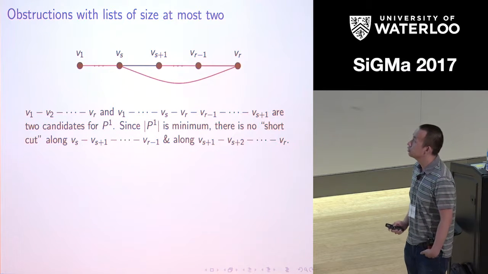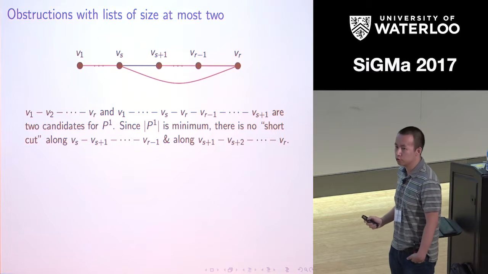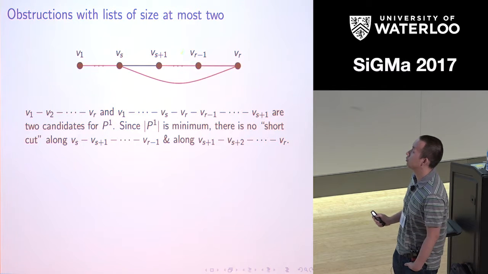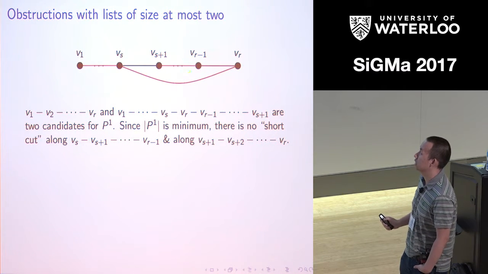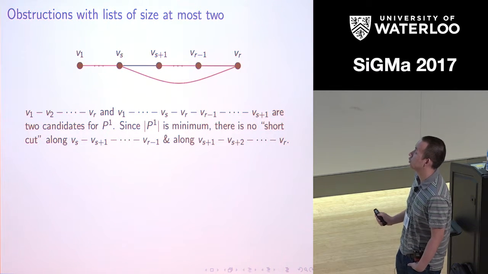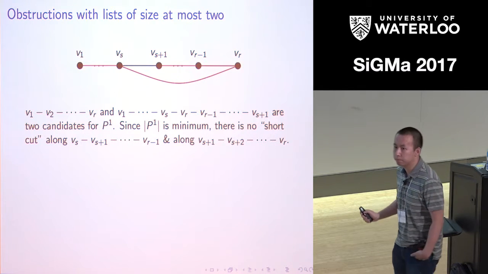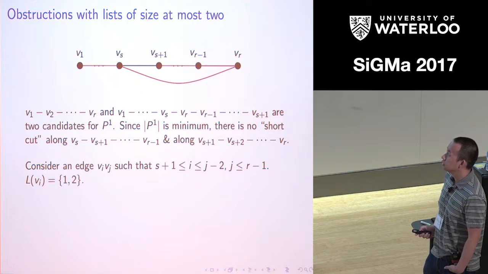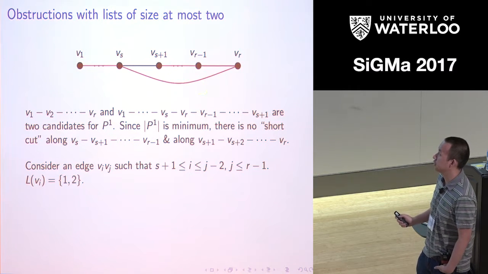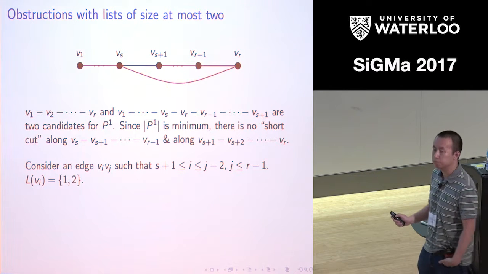So basically, these are two candidates of the P1. Since we are choosing P1 to be minimal, we may assume that there is no shortcut in this area in both directions, which means that there's no shortcut from VS to VR, and there's no shortcut from VR going back to VS plus one. So we consider an edge VI VJ, which is not between adjacent vertices, but somewhere between VS and VR.